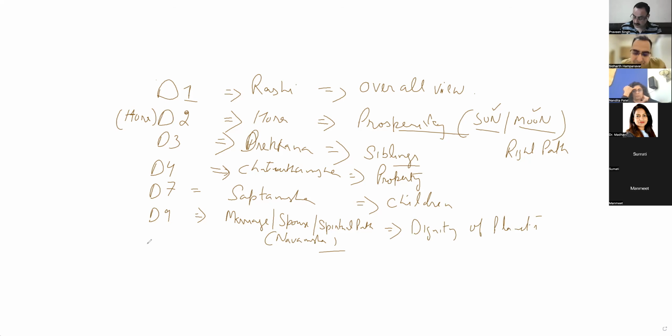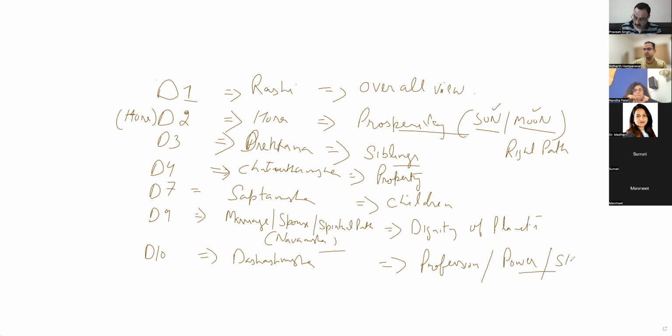And then comes the D10 chart. Okay, this is called the Dashamsha chart. Why do we look at the Dashamsha chart? We look at it for profession, and the power of the planet, your own power in the society. Power is also equal to status. How good and how bad is the status in the society, and profession, power, status, and your real purpose also.